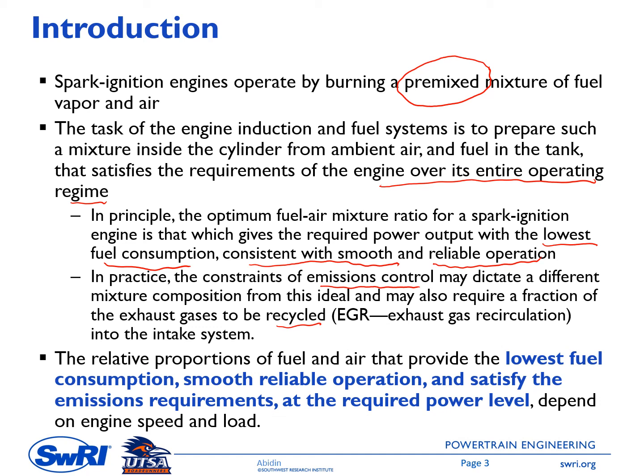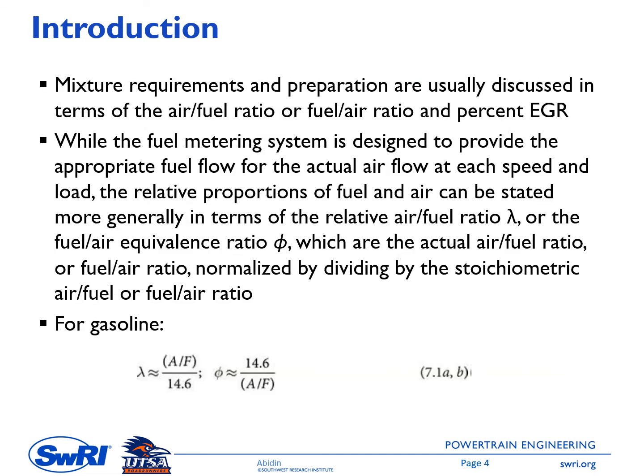The relative proportion of fuel and air that provides the lowest fuel consumption and smooth, reliable operation and satisfies the emission requirement at the required power level depends on engine speed and load. So we might sometimes have a stoichiometric mixture, and at other operating points we might need to have it slightly rich to satisfy all these requirements. Regarding the mixture composition, usually we use the parameter air-fuel ratio or fuel-air ratio plus percent of EGR.